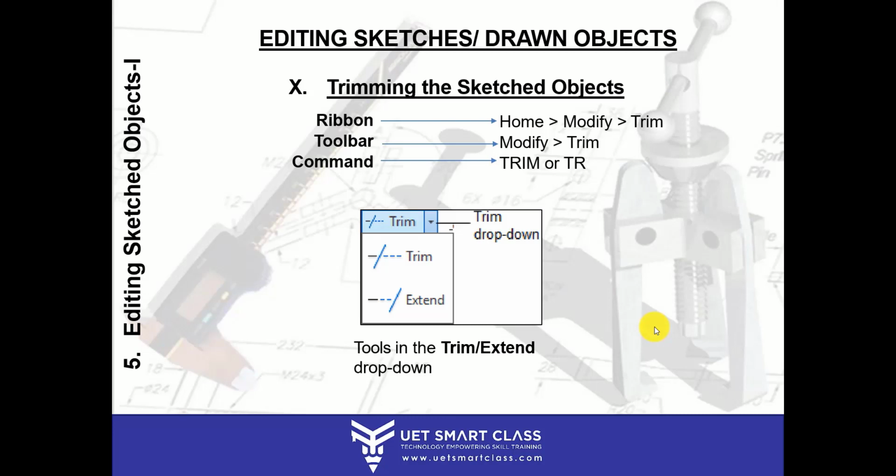So how to invoke this tool? You can go to Home tab in Ribbon and go to Modify panel. The Trim tool is there. There would be a drop down menu in Trim wherein there will be two options, Trim and Extend. Trimming is removing and extending is extension. You can find this in toolbar Modify, and then in command line you can type trim completely or TR enter.